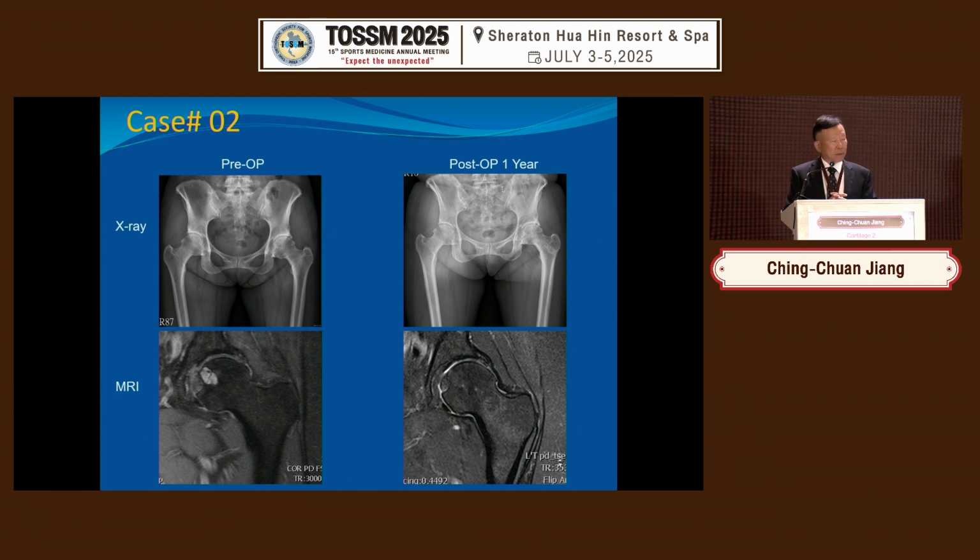On your left-hand side is the pre-op X-ray and MRI. We can clearly see there is osteonecrosis in the femoral head, and on your right side is the 1 year post-op. We can see the necrotic area disappear, and the joint cartilage is preserved.